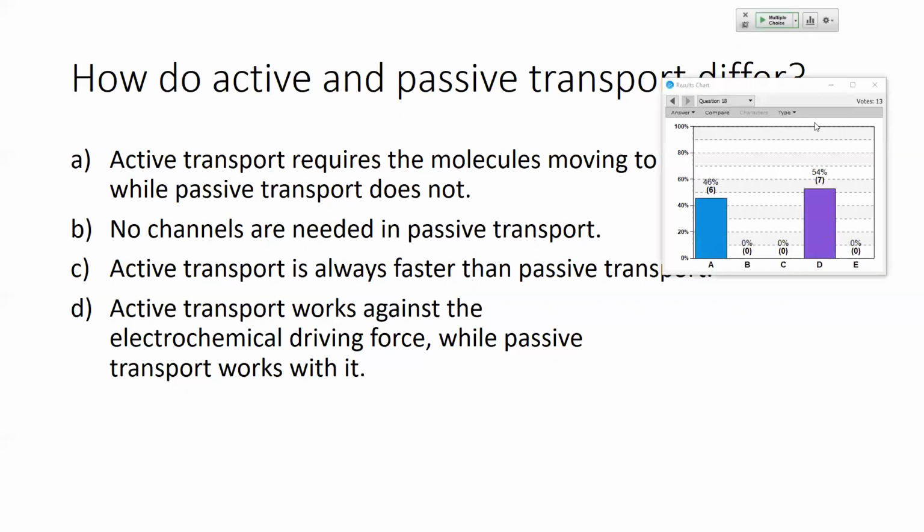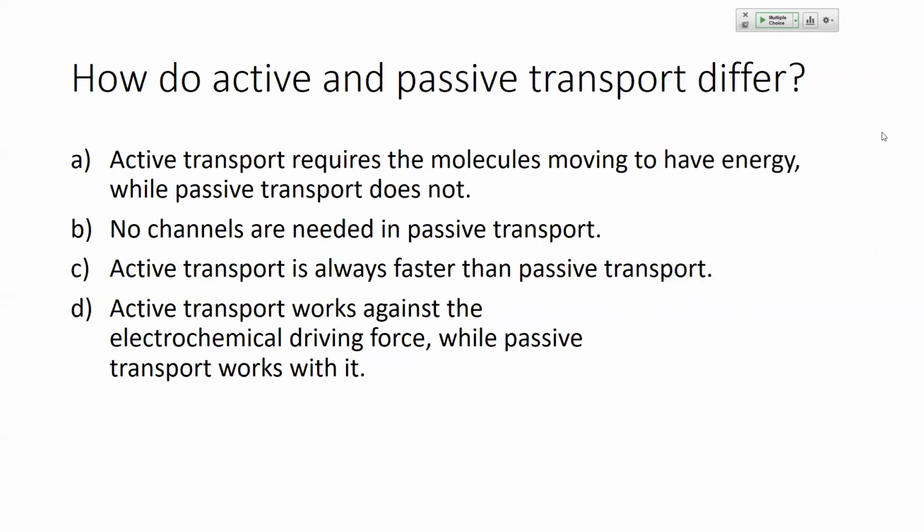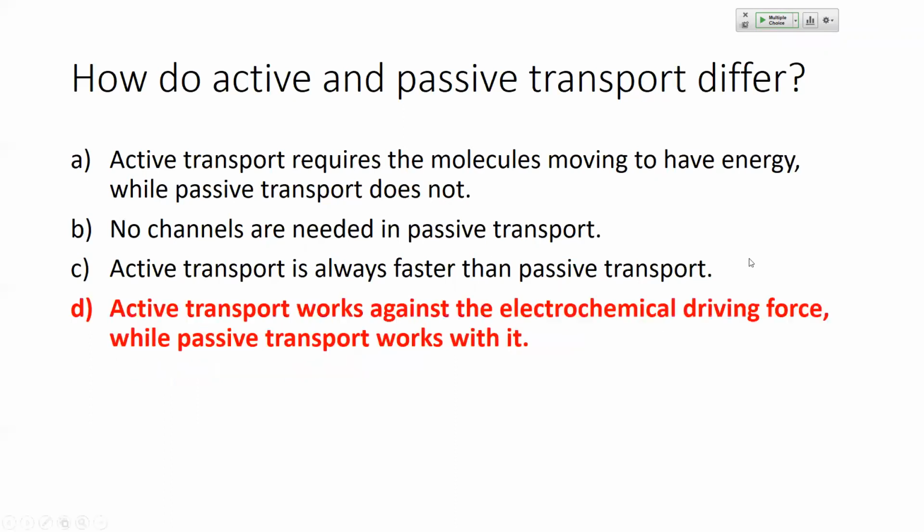Okay, so we got a split between A and D. How do active and passive transport differ? So active transport requires the molecules moving to have energy, while passive transport does not. And then D was active transport works against the electrochemical driving force, while passive transport works with it. Okay, so D is correct, sorry. A is not necessarily correct, right?